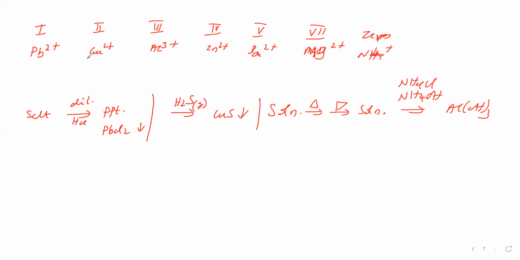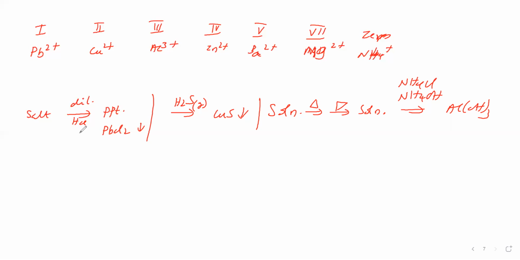So shall we do this group analysis systematically? If, without doing it systematically, you directly go for group 3, what will happen? Group 1 cations will also precipitate, and then we will get a wrong conclusion. Therefore, you go systematically.